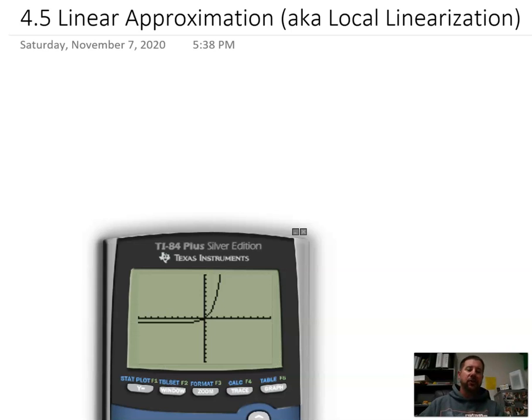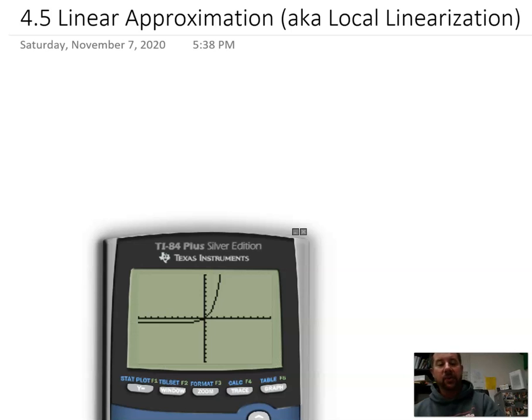These are the two names for this topic: local linearization, because when you zoom in really, really close, it looks like a straight line, or linear approximation, because we can use that tangent line at a point to approximate values that are very near the tangent line, since it is linear right close to the point of tangency. One other name you might hear this called is tangent line approximation. So linear approximation, tangent line approximation, or local linearization. These three things all mean the same thing.